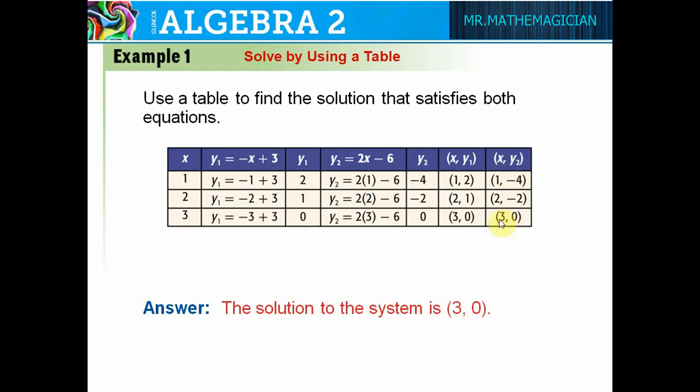If the common ordered pair didn't appear from the values you have chosen, it means you need to change the values or increase them. Means not only 1, 2, 3, maybe 4, 5 and so on, maybe 0, maybe negative, till you reach the common ordered pair.